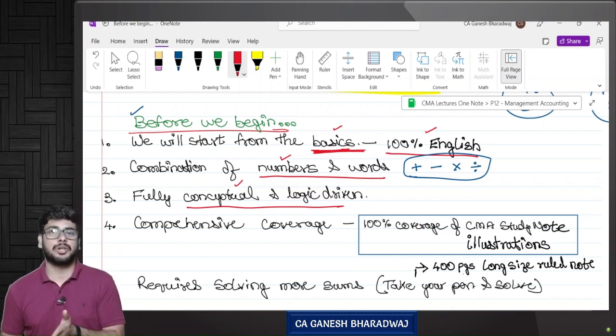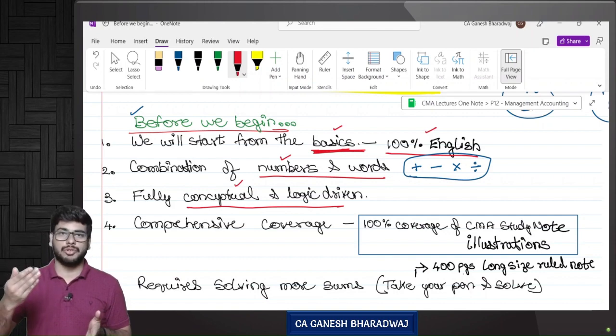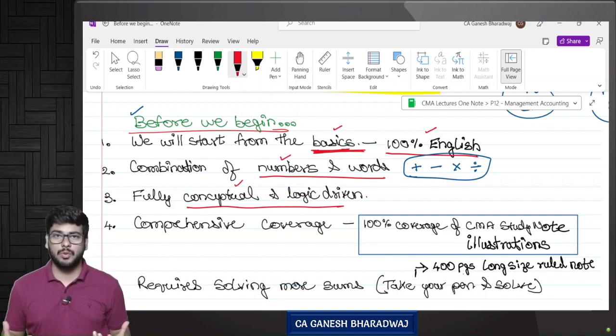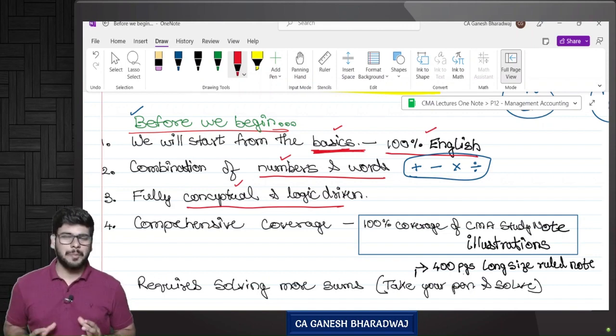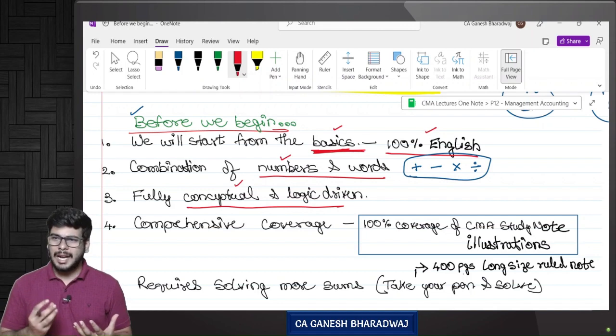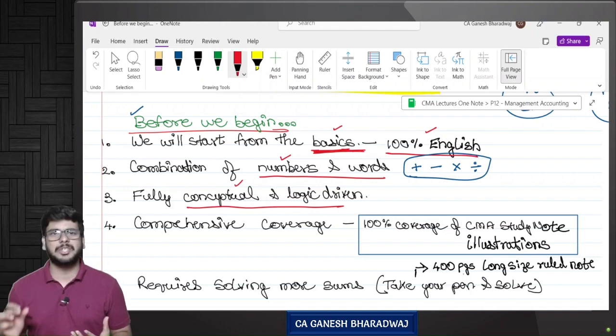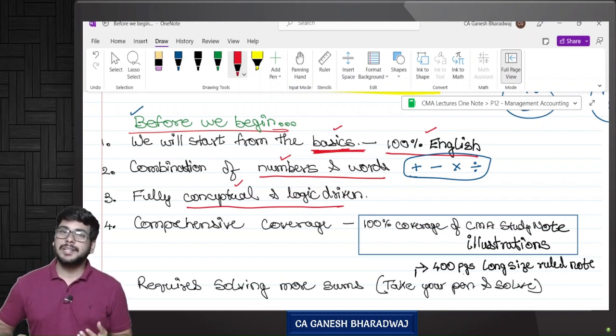Cost and management accounting. Once you finish this course, you will be called a cost and management accountant. Management accounting is what we are going to see right now. It's a core paper. There is no scope for mugging up. Everything is logical, and for every step that we are going to do in every solution, there is going to be a logic hidden inside it.